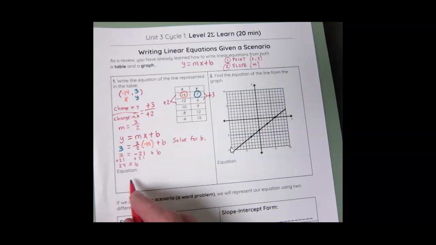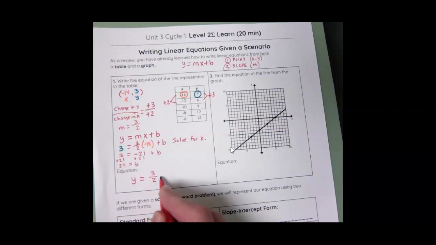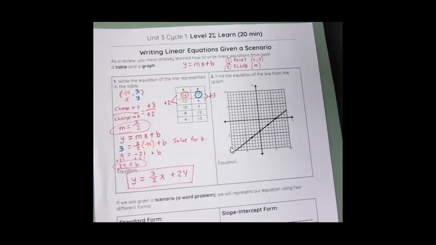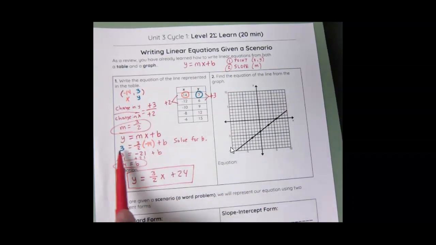So my equation is y equals, my slope is still 3 halves, x, and then my b is 24. So I plug this number back in, and that's my equation. So to find the linear equation given a table, you find the point and the slope, you plug it into y equals mx plus b, and then you solve for b, plug in the slope, plug in the y-intercept. So this is one way. There was another way, and we learned it on the other video. But I think this way is a little bit quicker.